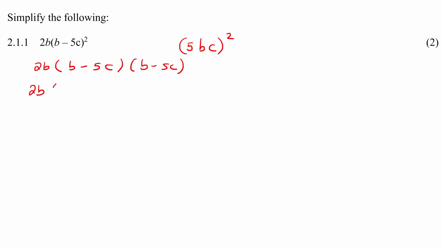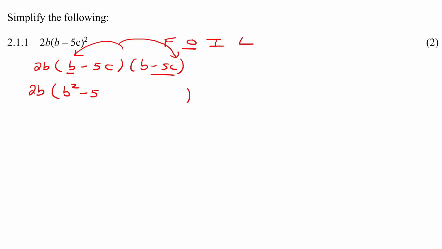So we end up with, now remember, here's where we're going to use FOIL. So that means the first one in the first bracket and the first one in the second bracket. We're going to multiply those 2 together. That'll give you b squared. Now we move on to O. O means outside. So it's the outside one of this bracket and the outside one of that bracket. So if you multiply those 2 things together, that would give you negative 5bc. The next part is I. That stands for inside. So it's the inside of this one and the inside.